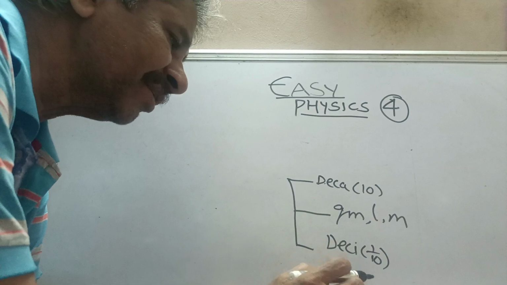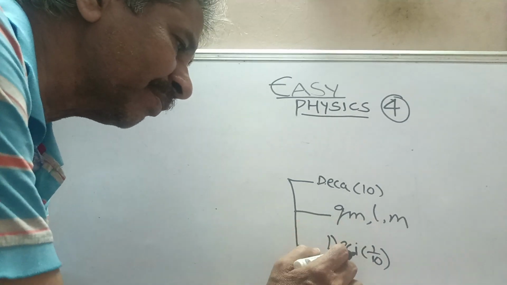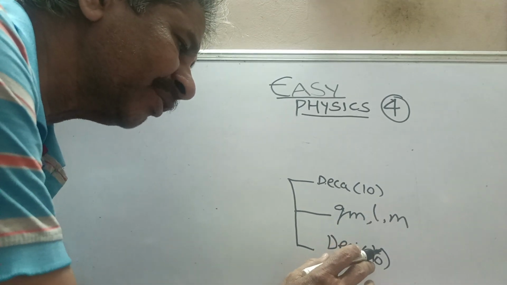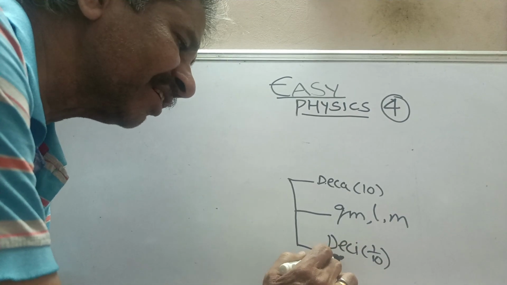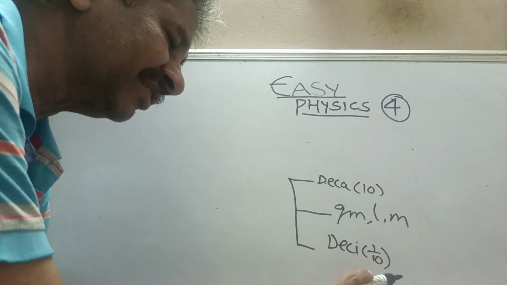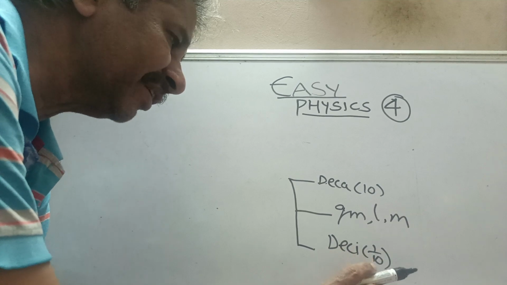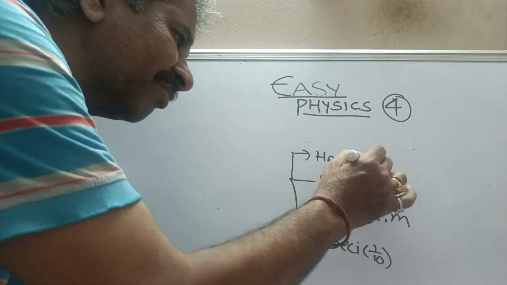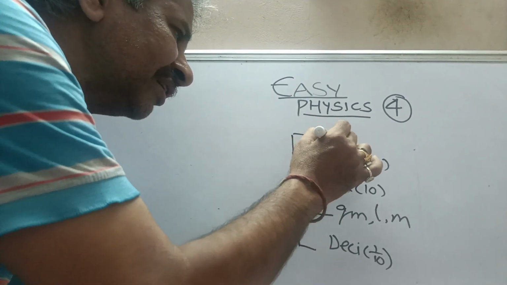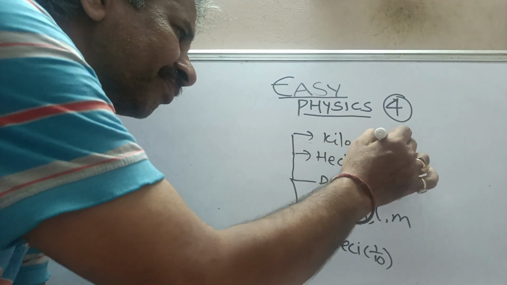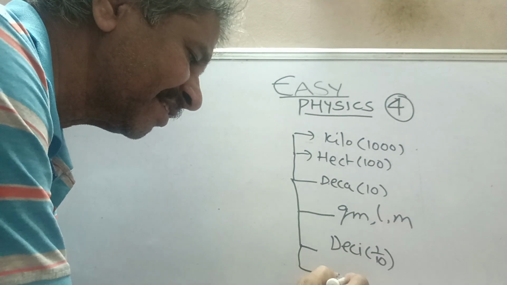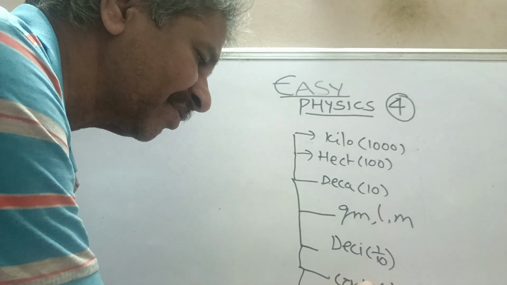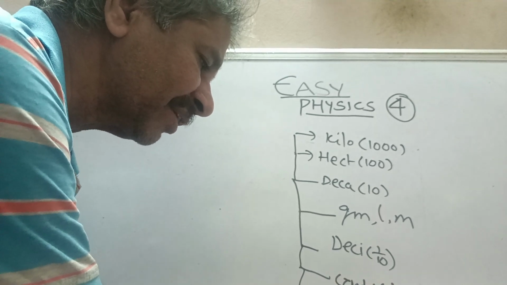So decigram means you have to take the gram and make it into 10 parts, and one part you have to take. Similarly, deciliter, you make the liter into 10 parts and one part of the liter is called deci. And decimeter means 1/10 of the meter. Similarly, hecto is 100 times. Kilo is 1000 times. Similarly, centi and milli. Centi means 1 by 100 and milli means 1 by 1000.